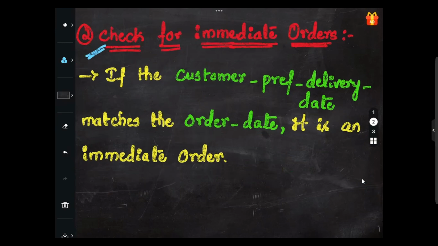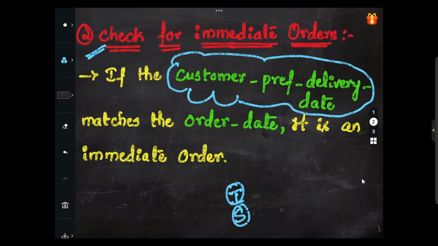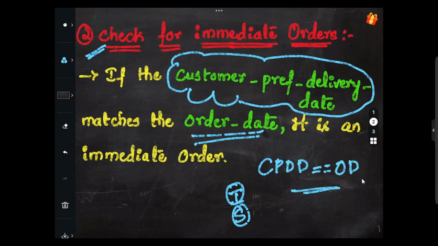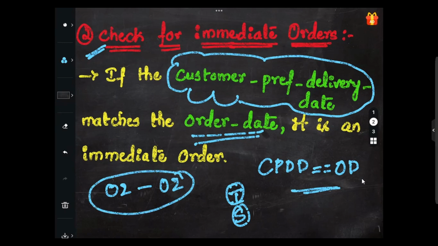We have to check for immediate orders. There are two types of orders here, which we have already discussed: one is immediate and one is scheduled. If the customer preference delivery date matches the order date, then it is an immediate order. So if we are ordering on second and we are expecting the delivery on second itself, then this is said to be immediate, on the same date, right?